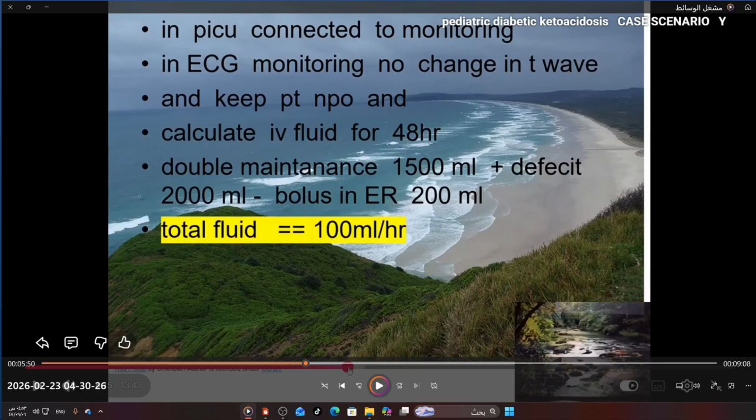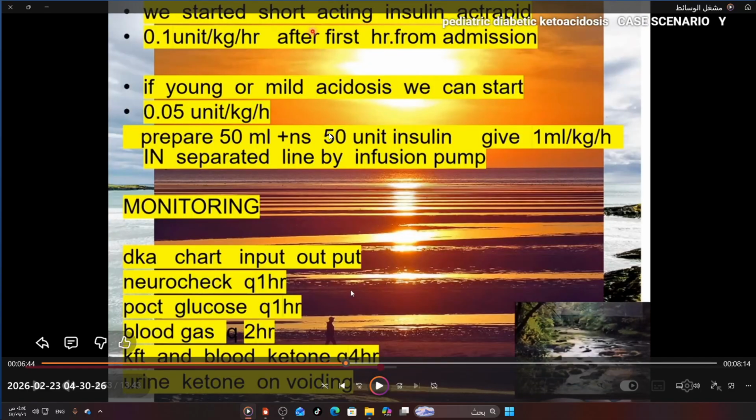Then we will subtract the fluid plus any bolus given from the total fluid. Exactly. So once you've calculated the deficit based on that percentage, you subtract what you've already given as a bolus and then distribute the remaining deficit over the next 48 hours. That way you correct it gradually and safely.